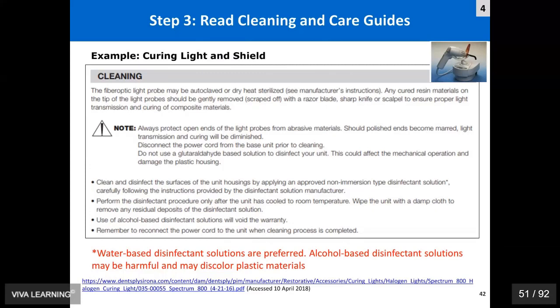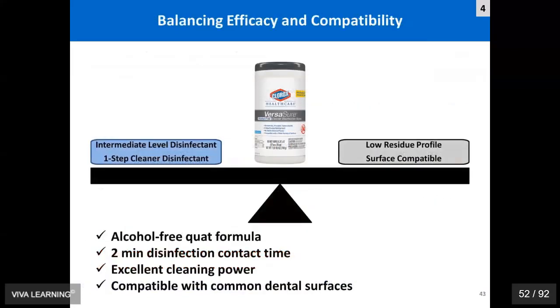Again, this happens to be from Dentsply. This happens to be for their curing light. Again, manufacturer's instructions for use, proper cleaning, telling you what products to use and what not to. For example, you'll notice the third bullet point down here, it says use of alcohol-based disinfectant solutions will void the warranty. That's because it can destroy a product. So again, you're always balancing efficacy, making sure it works, and compatibility.